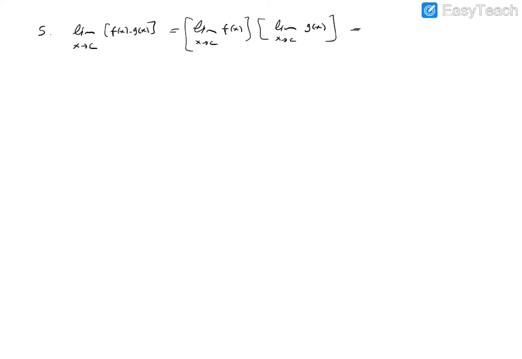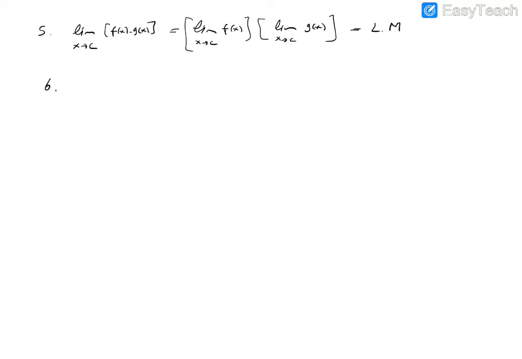Next property is 5. Limit of the product of two functions, f of x times g of x as x approaches c, equals the product of the limits of these two functions. So the limit of f of x as x approaches c times the limit of the function g of x as x approaches c. So this is L times M.